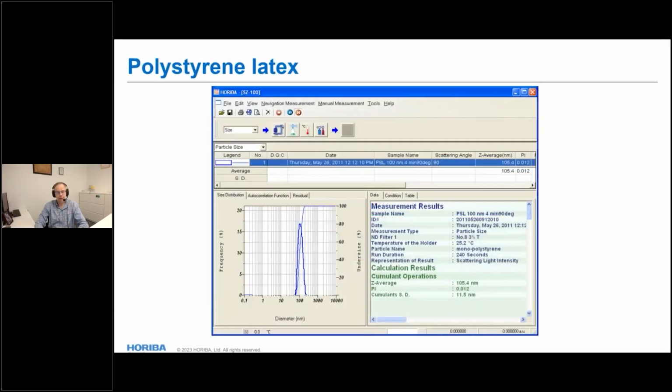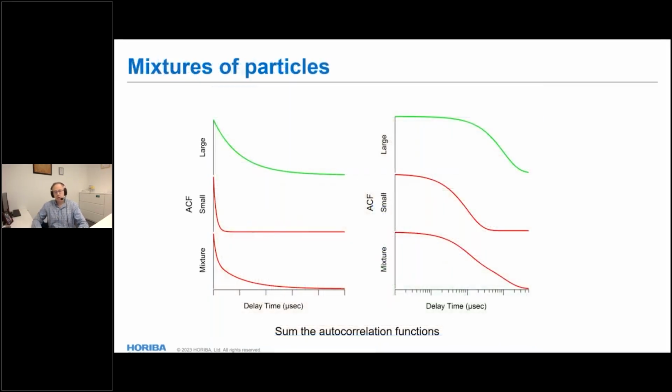Another example of data, polystyrene latex. So this is the latex standard. Again, with a narrow size distribution, my obtained size matches expectations. This was a 4-minute measurement, which is about 4 times longer than it needs to be. Anyway, we're pretty happy with that. So that's great. I've showed you some examples and just talked about what to do if all the particles are the same size. And in truth, the vast majority of particle samples have a range of particle sizes.